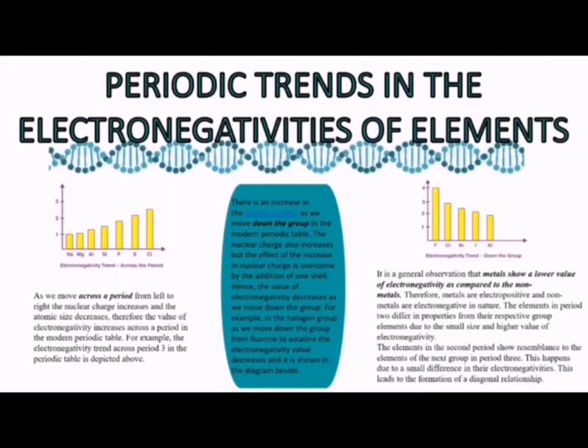The elements in period 2 differ in properties from their respective group elements due to their small size and higher value of electronegativity. The elements in the second period show resemblance to the elements of the next group in period 3. This happens due to the small difference in their electronegativity. This leads to the formation of a diagonal relationship.